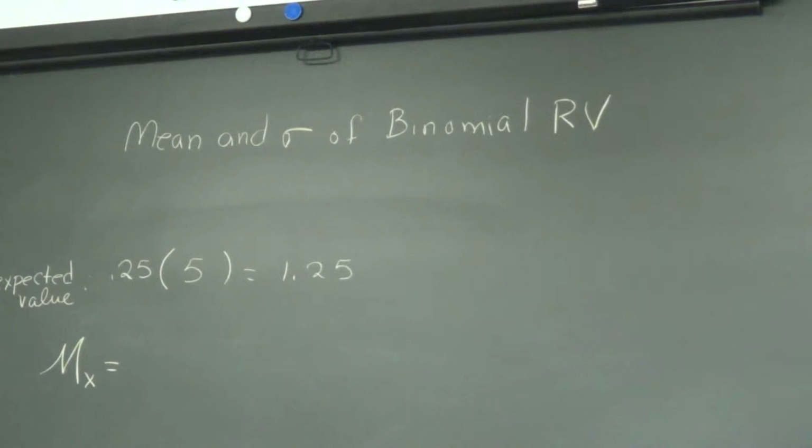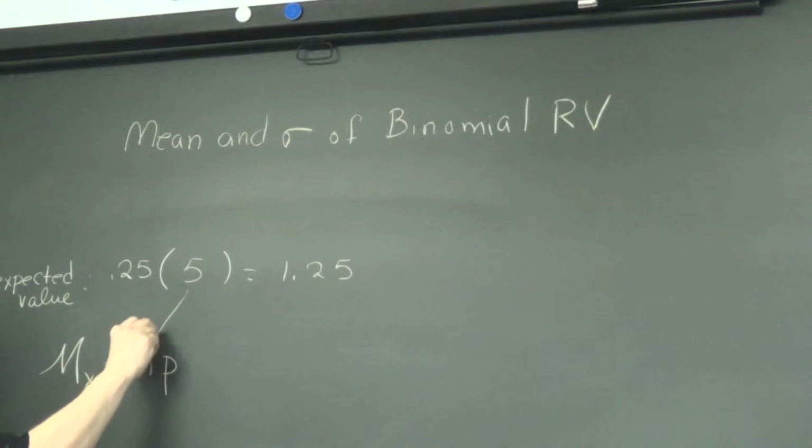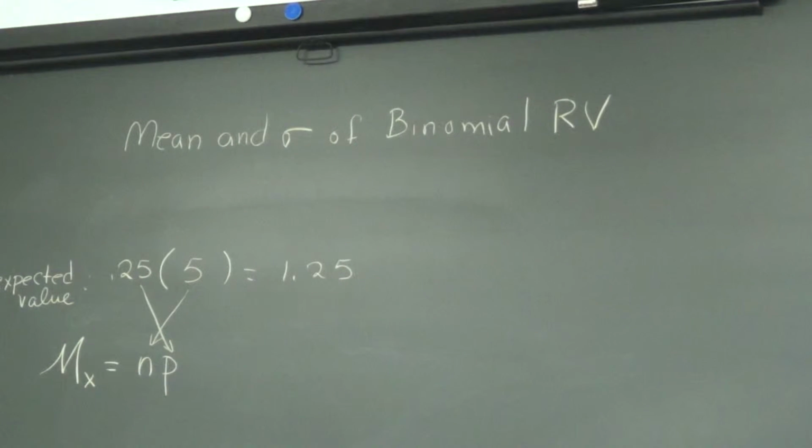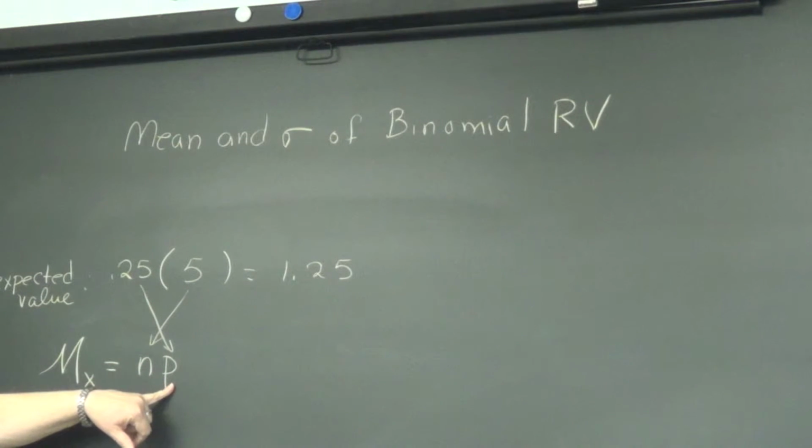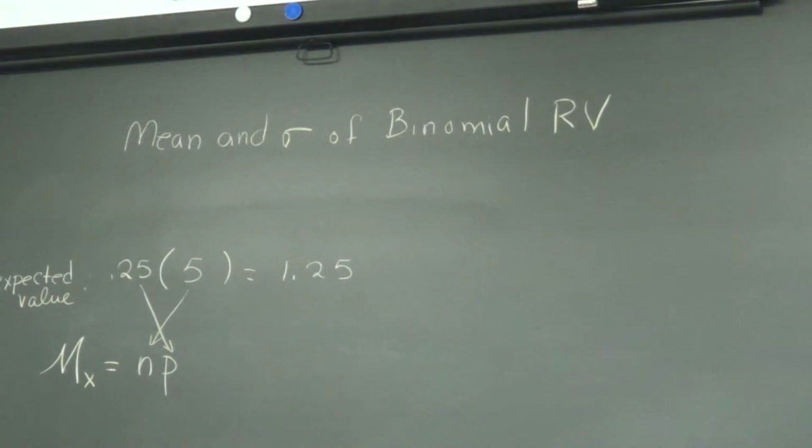So guess what the formula is for the expected mean of a binomial random variable? It is this number times this number. That's the n and that's the p. I'll switch them up because they usually put the n first. So that's the formula for the expected value. If you know you have a binomial random variable, you will find the mean of it by doing the number of trials or children or whatever times the probability of success.